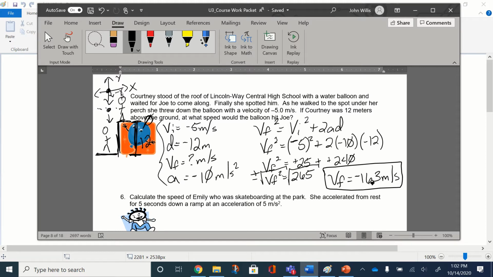So the only thing I wanted you to notice with number 5 is that our procedures are the exact same. They haven't changed. You make your list of things that you know from the problem.